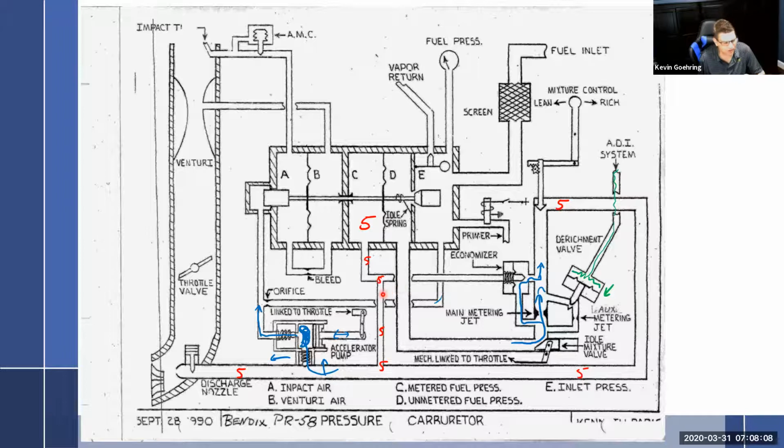And by that point, it's bleeding off so slow, it's not really going to affect E or D or anything else. So that's how that works.